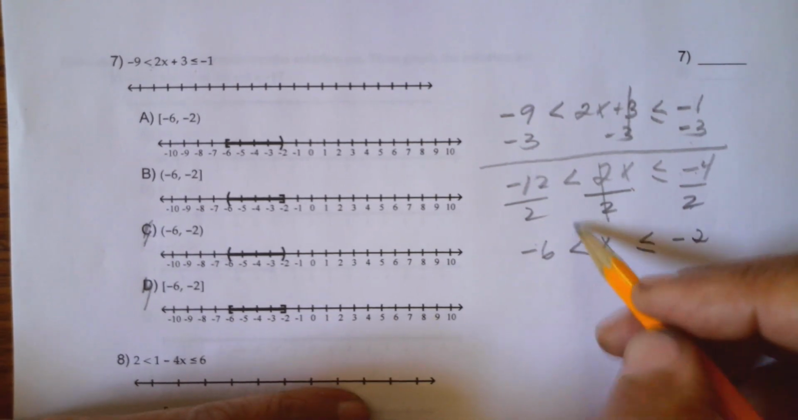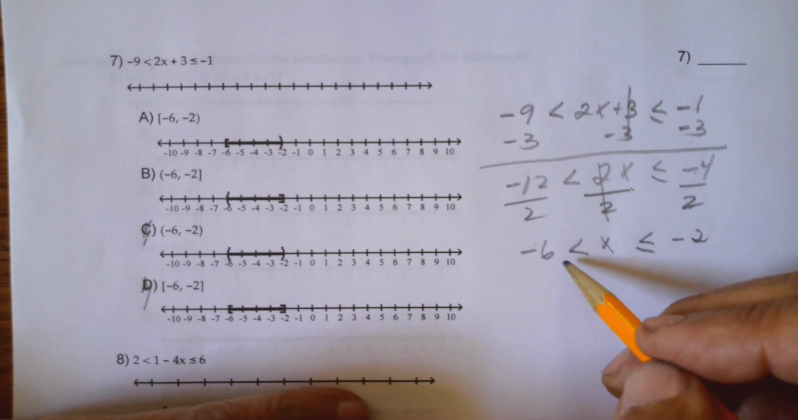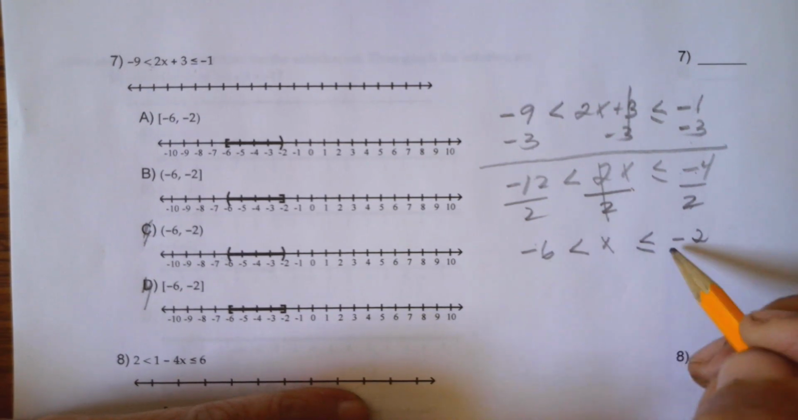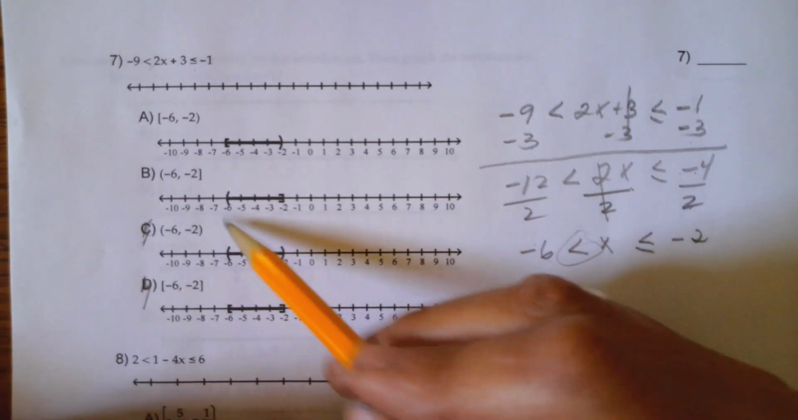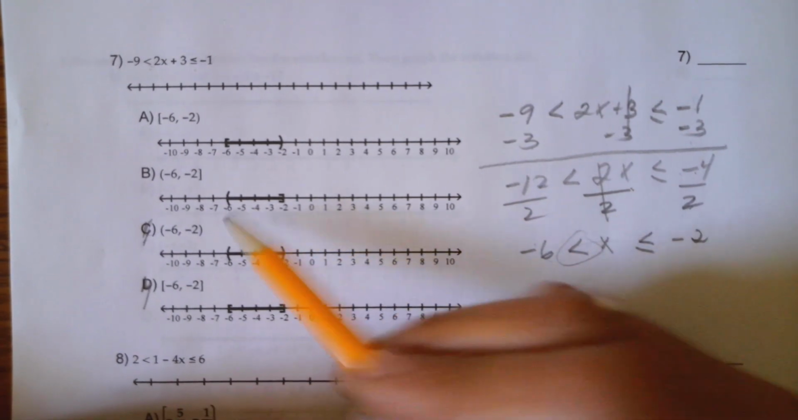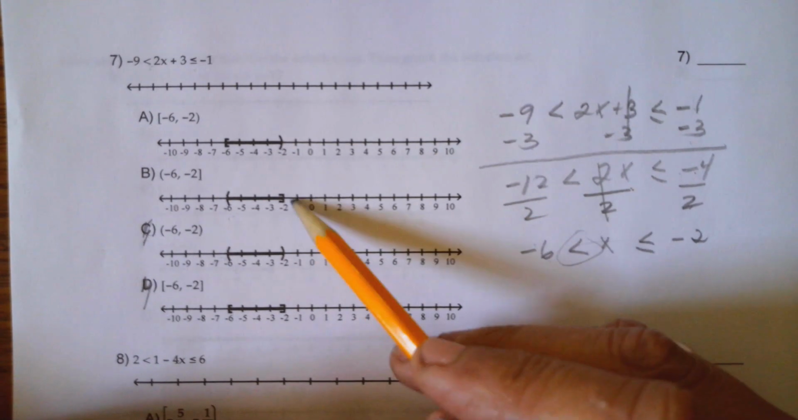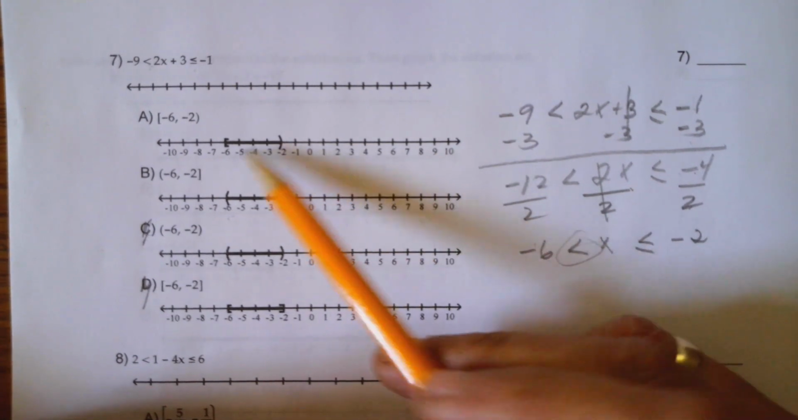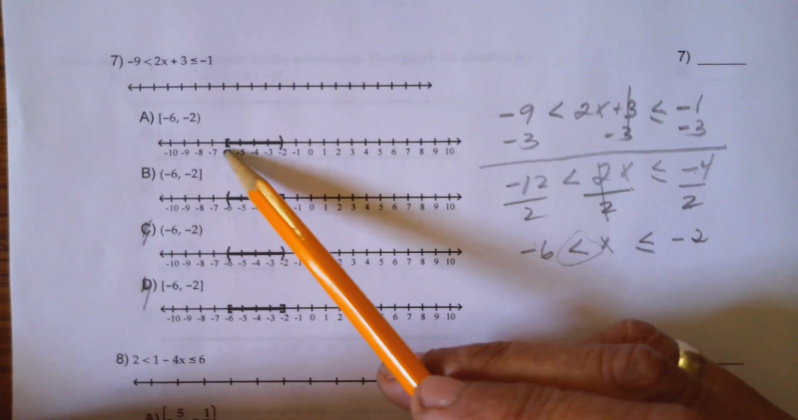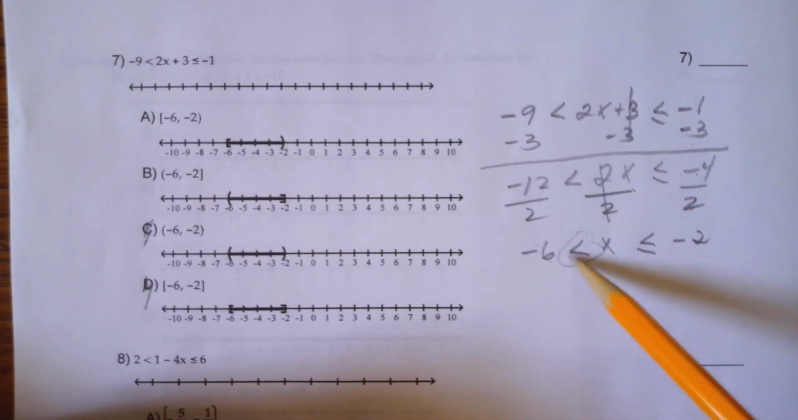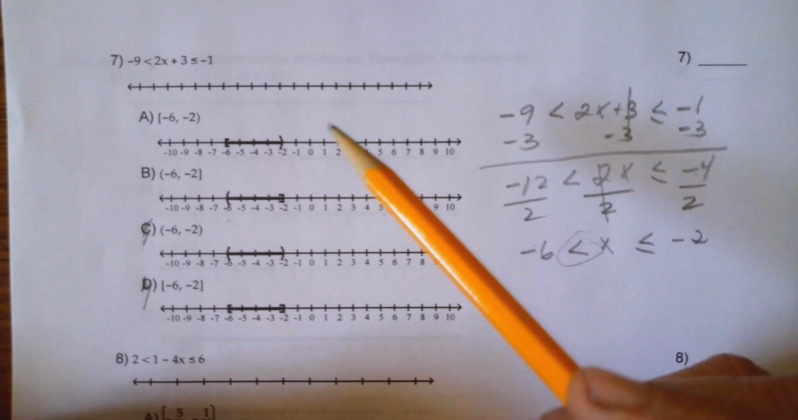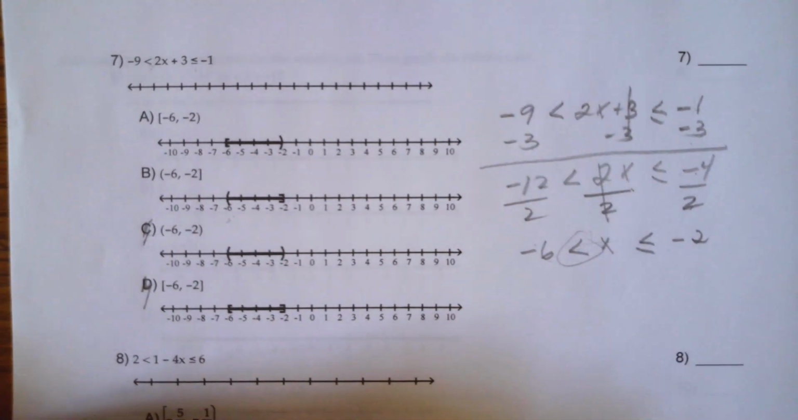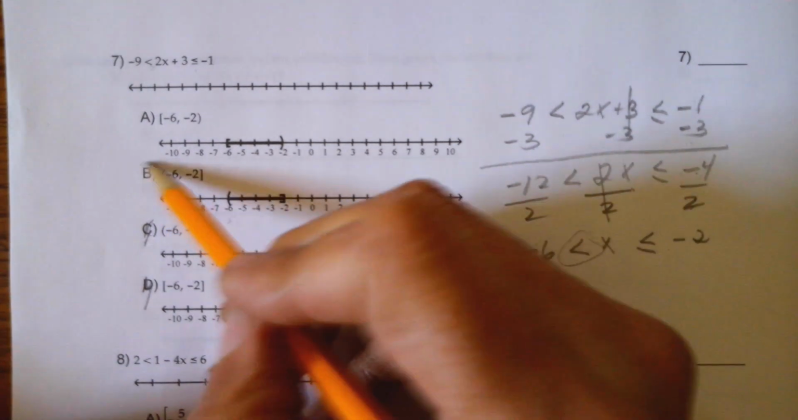So I'm going between a negative 6 and a negative 2, and everything in between. But notice, this is a parenthesis at negative 6, and it's a bracket at negative 2. This has it just in the opposite way. This has a bracket at negative 6. No, it's a strict inequality. It's a parenthesis at negative 6. So, number 7 is indeed letter B.